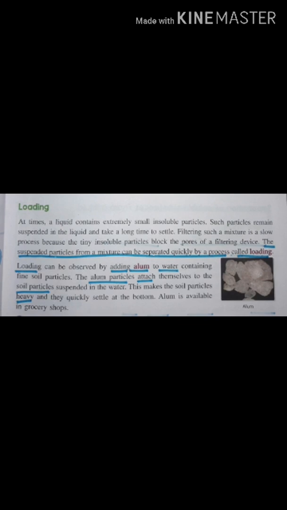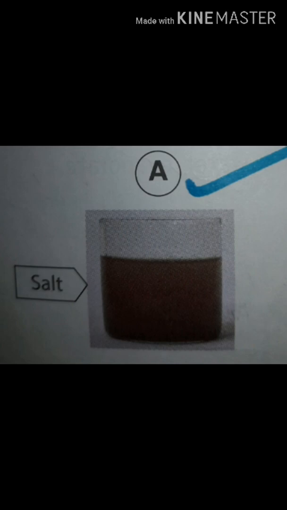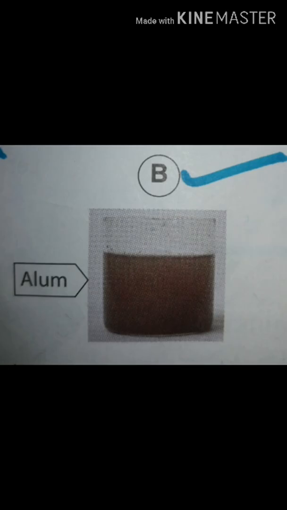Now, to make it more clear, let's perform an activity. For this activity, first take a handful of soil and mix it in half a bucket of water. Then take an equal amount of this water in beaker A, beaker B, beaker C and beaker D. Now in beaker A, add half a tablespoon of salt. In the second beaker, add alum. In the third beaker, add talcum powder. And in the fourth beaker, we will take only soil and water.